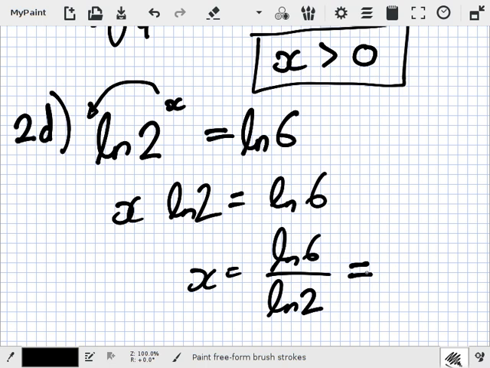Okay, what's this? Do you have this, Michelle? You type it. Do it random, by the way, 2.58. 2.58 sounds about right, yeah.